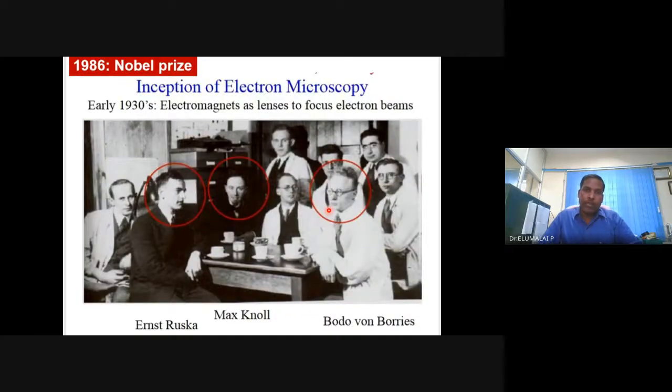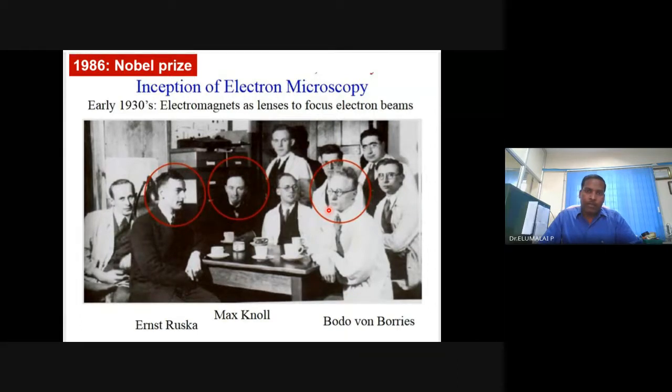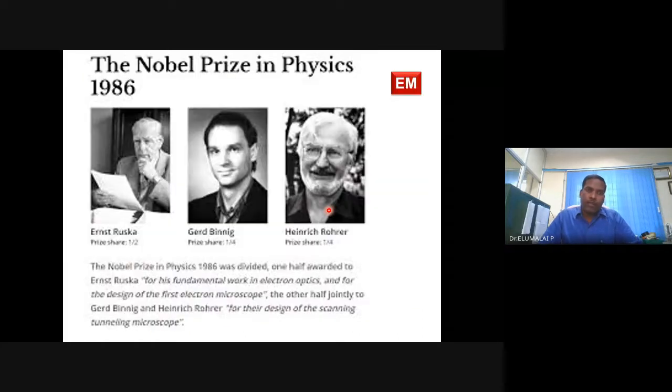These are the great people who gave the lead in 1930. So using electron magnets, it is possible to focus the electron. Then came up in 1986, the electron microscope. We are realizing our practical electron microscope, Ruska and Rohrer. The major contribution by Ruska.